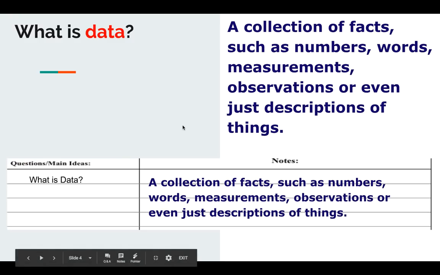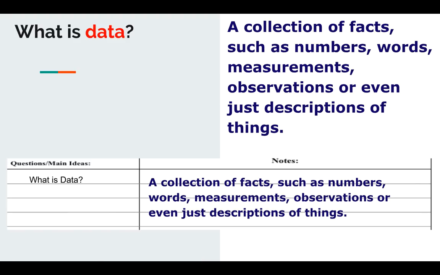Data is defined as a collection of facts, numbers, words, measurements, observations, descriptions, anything that's fact that you collect. It's not your opinion, it's not what you think. It's things that you observed, numbers, words, something that you can measure. Okay, so go ahead and write that down as your first set of notes. What is data is your question, and then you write down the definition to the right. Once again, feel free to pause or to slow down a bit. I am not going to slow down, so that way you don't fall behind.